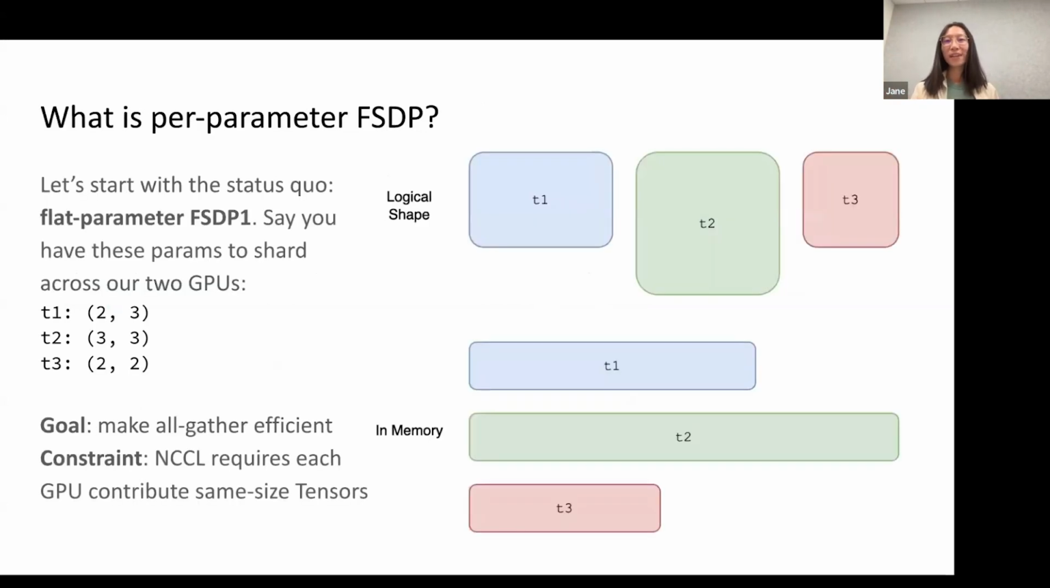And what is that? Let's start with the status quo. What is it today? Let's say for our toy example, you have 3 tensors that you need to distribute across your 2 GPUs, and they are these shapes. The goal is to make the exchange, when you're talking to the other GPU, efficient. And NCCL, which is the software and driver stuff that does it, requires that each GPU give the same tensor size. So that's the constraint. What does FSDP1 do today?